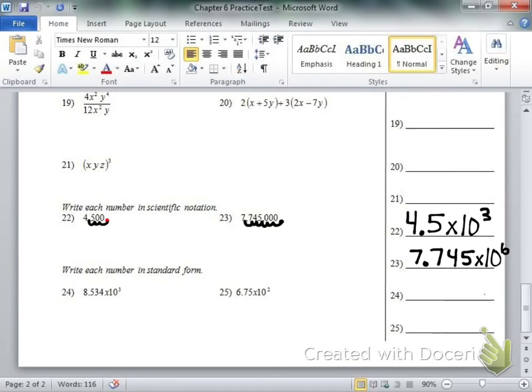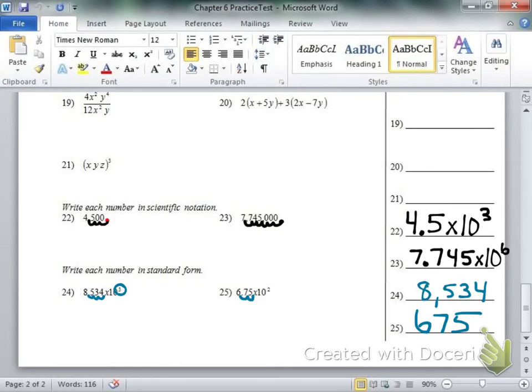Alright, now we're doing that same process in reverse. So start where your decimal is, and now the exponent tells you how many times to jump. So 1, 2, 3. So this will be 8,534. And then number 25, we have 2 jumps. So we'll have 675. Now be careful.